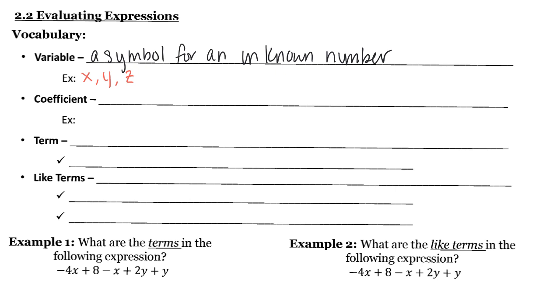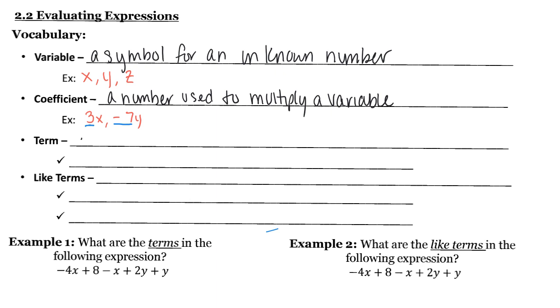section. And then a coefficient is a number used to multiply a variable. So if you see something like 3x, 3 is your coefficient. Or if it's like negative 7y, negative 7 is your coefficient.